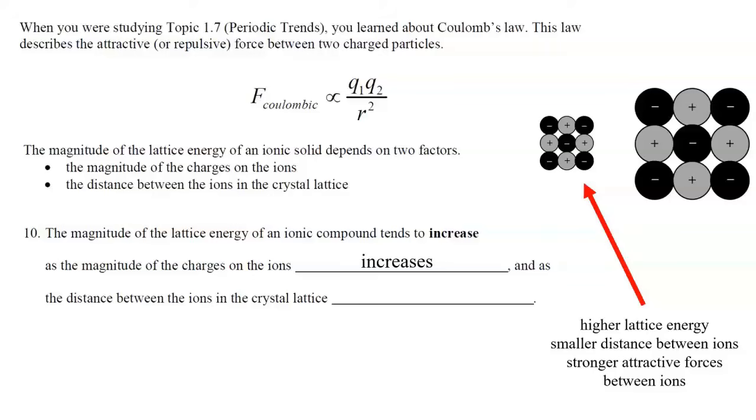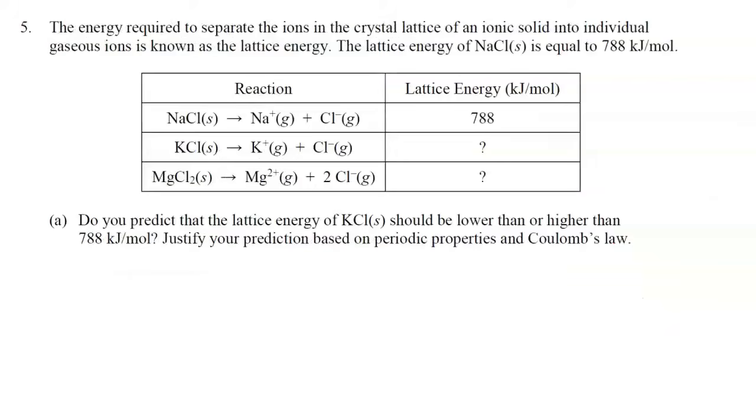So the magnitude of the lattice energy of an ionic compound tends to increase as the magnitude of the charges on the ions increases and as the distance between the ions in the crystal lattice decreases. Now, let's take a look at our examples in this particular question. So, let's compare sodium and potassium because that's the only difference between sodium chloride and potassium chloride.